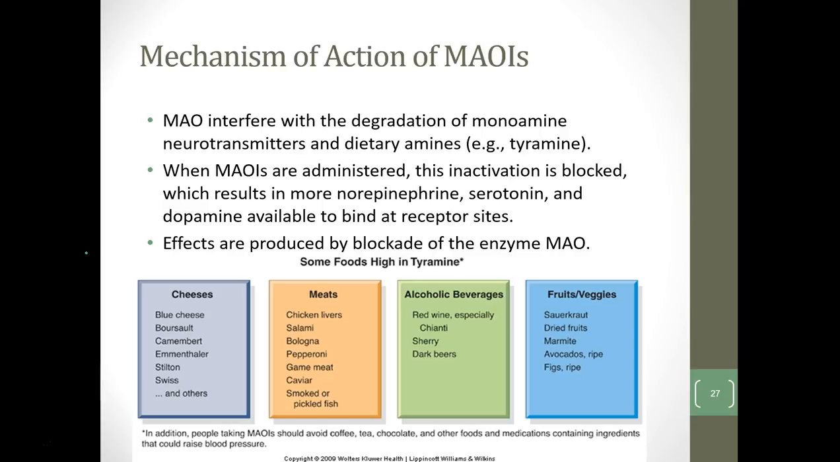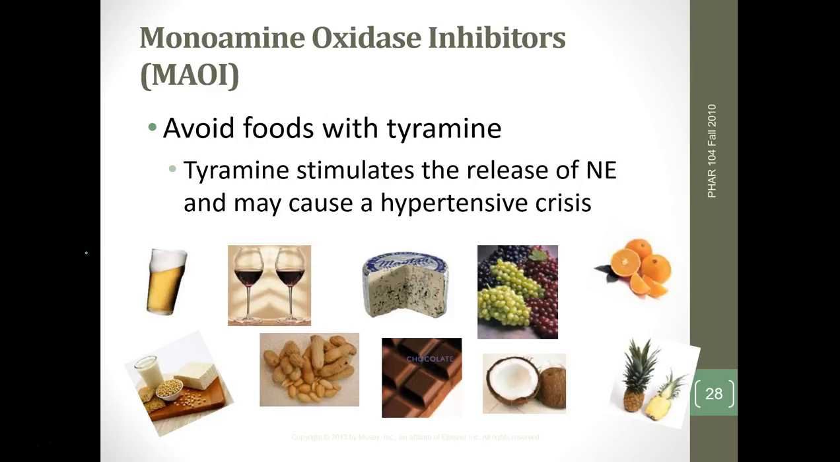red wine, especially Chianti, which is considered to not be a very mature type of wine, sherry, dark beers, fruits and vegetables, dried fruits, raisins, things like that, figs. So also patients should avoid stimulants like coffee, tea, and chocolate because all of those things potentially could raise blood pressure. So the foods with tyramine, here's just a little visual for you that gives you some of the items. Peanuts, chocolate, grapes, raisins, soy, beer, pineapple, coconut, red wine.